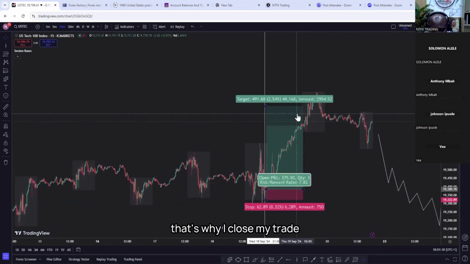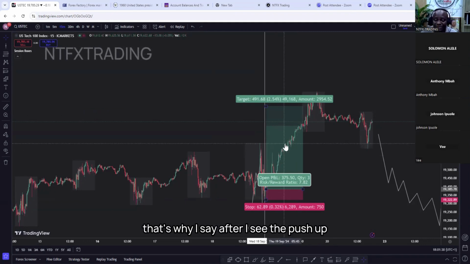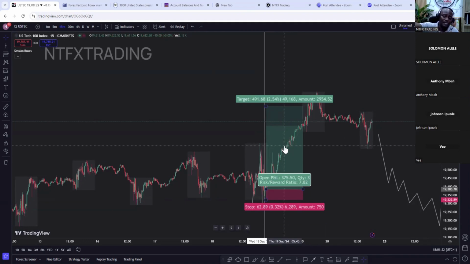That's why I close my trade. I don't want to be part of that boom. Okay? I don't want to see $1,000 return to $200. That's why I close the trade. That's why I say after I see the push up, because that push up might be a push up to take liquidity to what? To come down.